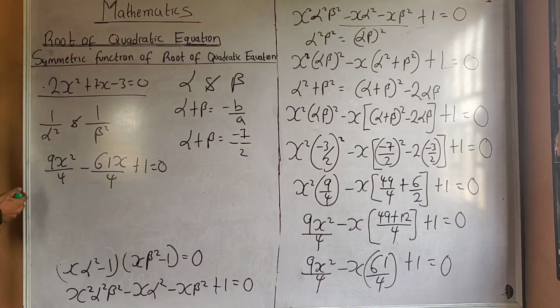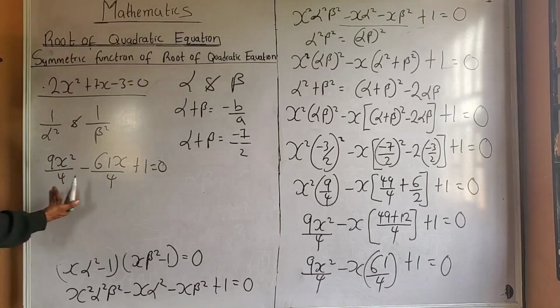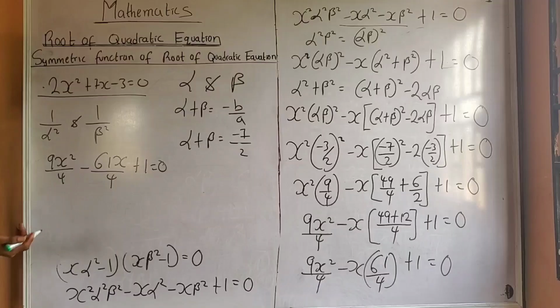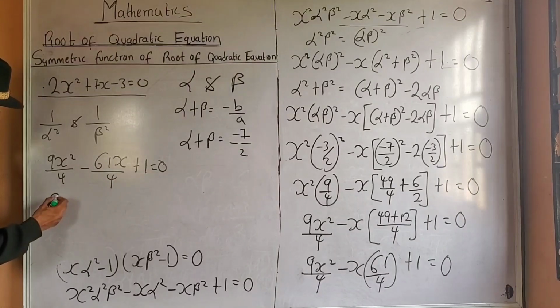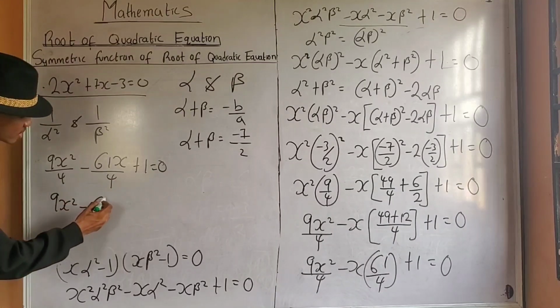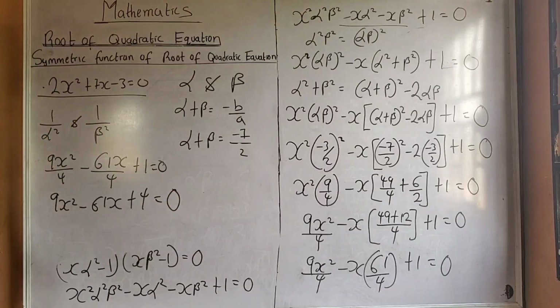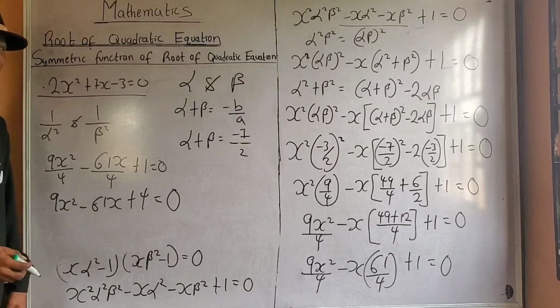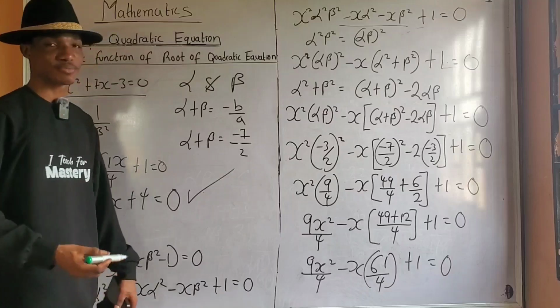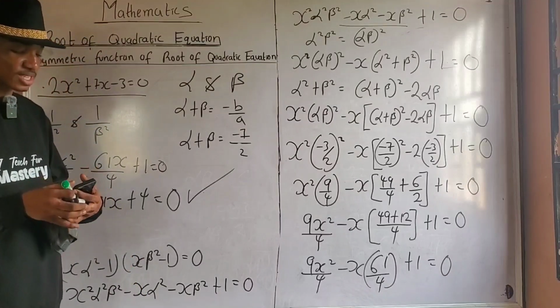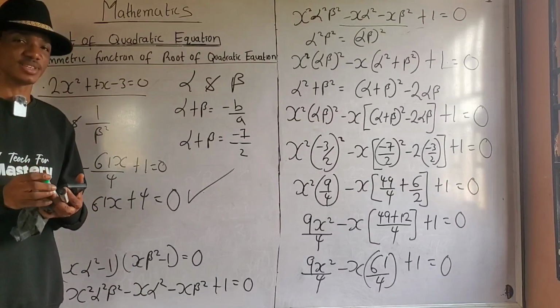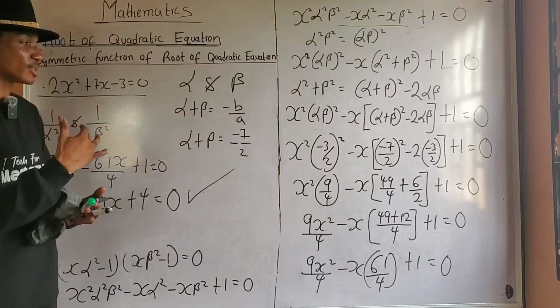Now, we can change this equation from fraction by multiplying all together by 4. So I'm going to have 9x² minus 61x plus 4 equals to 0. Do you understand? So that is the solution to the question. You can see that the question is simple. If you encounter this kind of question in the exam, please approach it gently, okay? It's simple. Approach it gently.